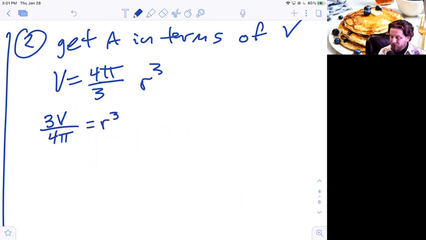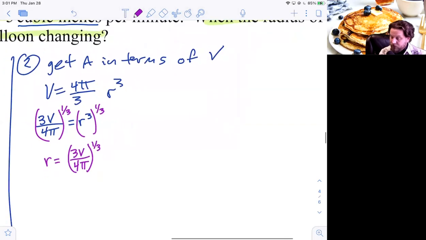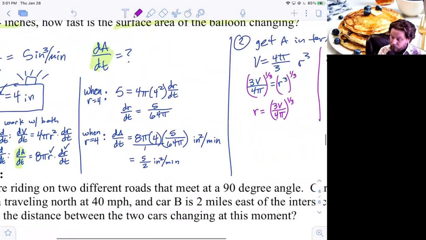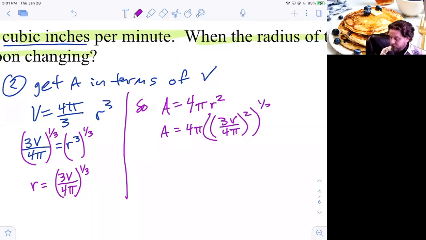And instead of taking the cube root of both sides, because I don't like working with cube roots, especially when we're taking derivatives, let's just raise both sides to the 1/3 power. So I get r is equal to 3v over 4 pi to the 1/3 power. So the surface area, which is 4 pi r squared, is now 4 pi times 3v over 4 pi, squared, to the 1/3.